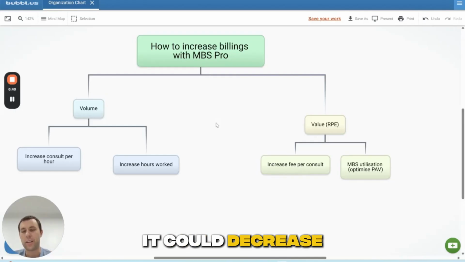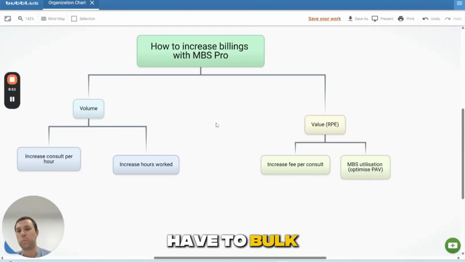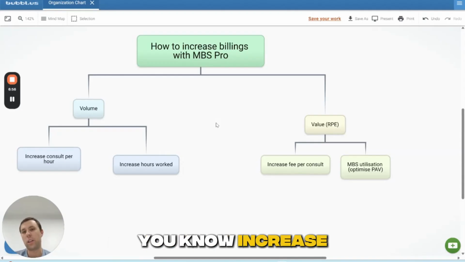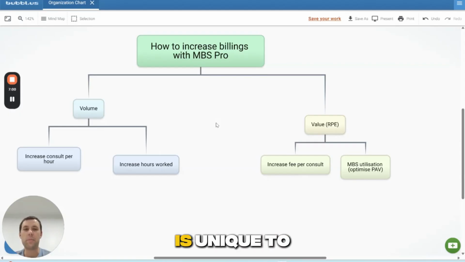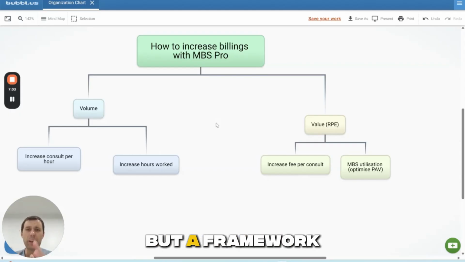increase either. It could decrease because your demographic, which were happy to pay for your 20-minute consults, have now been changed to a demographic that are happy for quick 10-minute consults, which you may find that you have to bulk bill because they're quicker consults. This is an equation that is not necessarily, increase one or both, and it's awesome. It's something that is unique to yourself in the way that you practice, but a framework to think about.